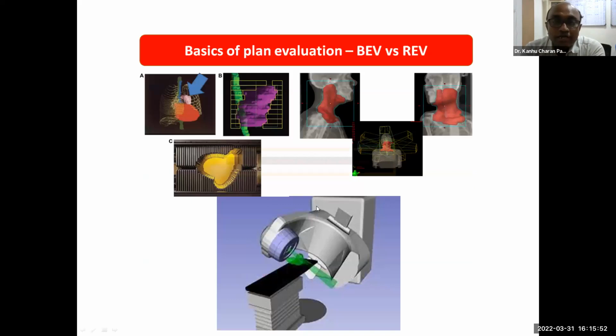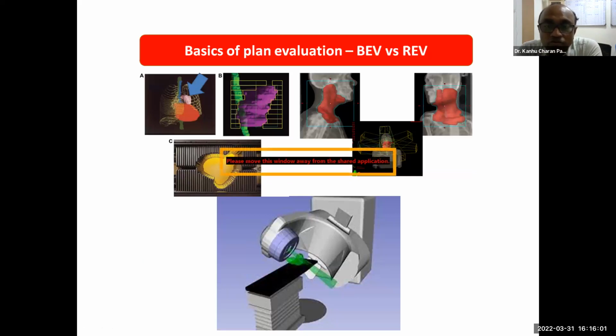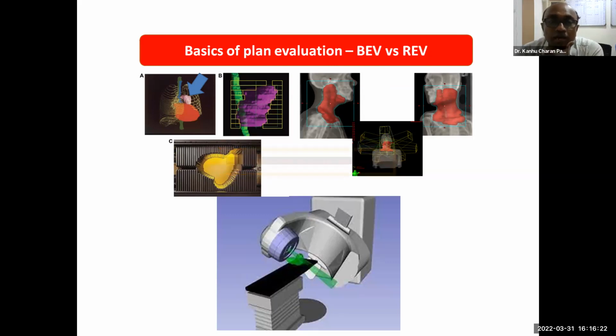Another thing is the BEV and REV, beam's eye view and room's eye view. After each plan, you should see how the beam looks, the room view and beam view. In beam view you can see the exit and entry doses, entry points, and in room view you can see the virtual treatment room, where we can see whether the couch is hitting or not. So these are the various basics of BEV and REV. All are given in the ICRU.